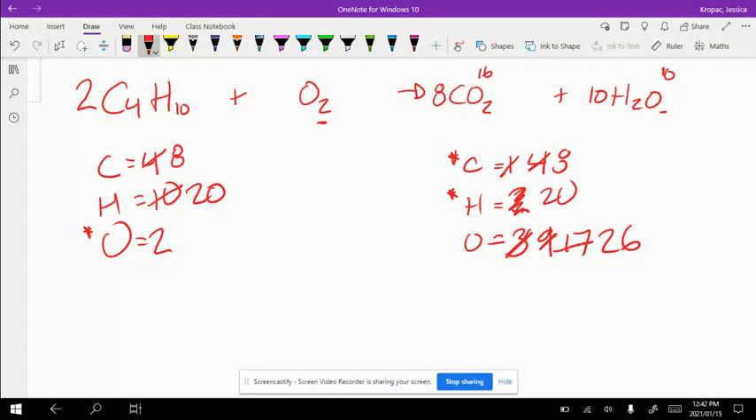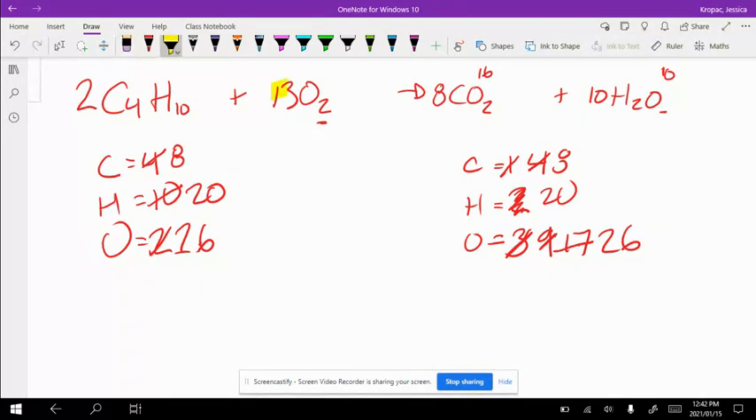So what do I want to multiply 2 by to give me 26? I want to multiply by 13. If I multiply by 13, that's going to give me 26 oxygens on this side. So let's double check. Carbons are equal, I'm good. Hydrogens are equal, I'm good. Oxygens are equal, I'm good.